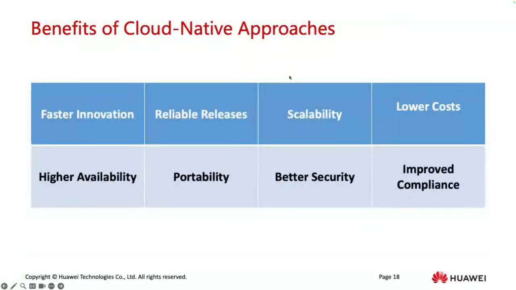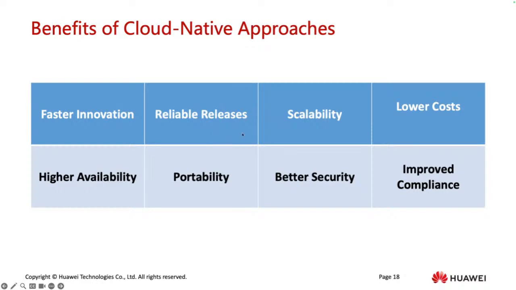So I was saying that the biggest advantage is faster innovation because cloud native architectures use smaller, loosely coupled services. So teams can work independently and develop autonomously, at the same time, concurrently. This setup boosts developer productivity and velocity, and makes it easier for developers to try out new ideas and bring innovations to life quickly. Another key benefit is reliable releases.